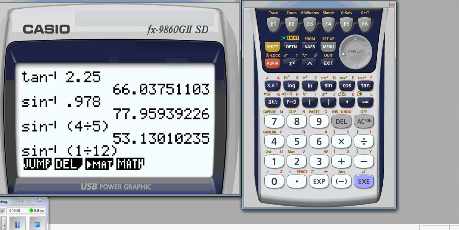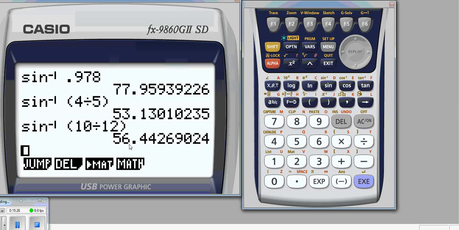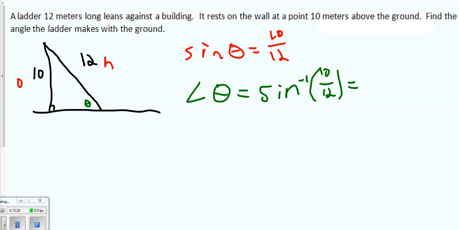Oops, and I missed a 0 here. Just plug it in. 10 over 12. Run that. 56.4 degrees. So we write in, it's going to make 56.4 degrees. And that's how we would use our inverse trig ratios. That'll be it for 9.3.